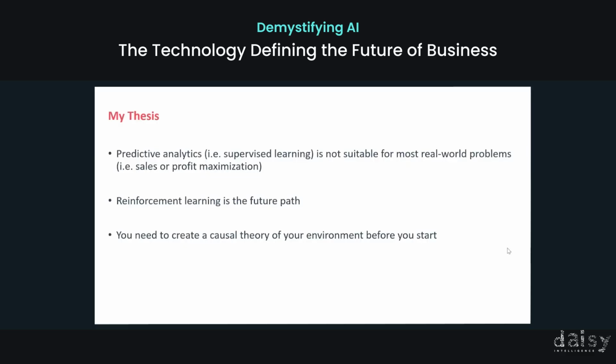Today's topic will be a little bit more about reinforcement learning, so more of a technical topic, and to talk about the differences between predictive analytics or supervised learning and reinforcement learning. My thesis in this topic is that predictive analytics or supervised learning, which is much of what the AI conversation is about today, is not suitable for most complex real world problems. So if you're doing sales or profit maximization for a company, for example, that would be a problem that's beyond the capability of supervised learning. And I think reinforcement learning or optimal control would be a future path, and I'll talk about that.